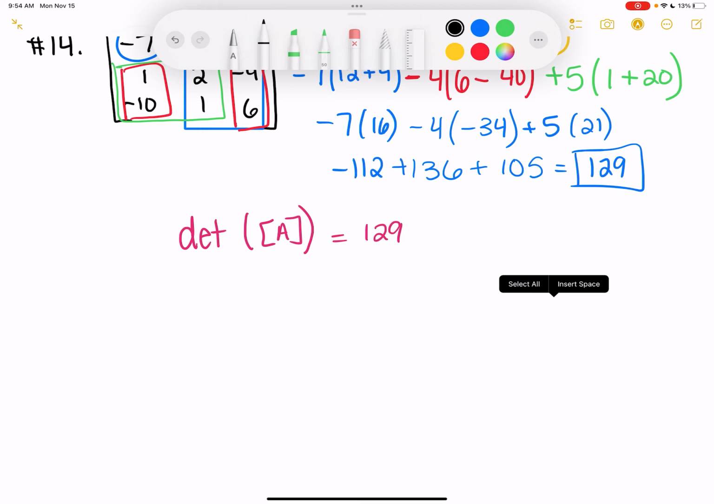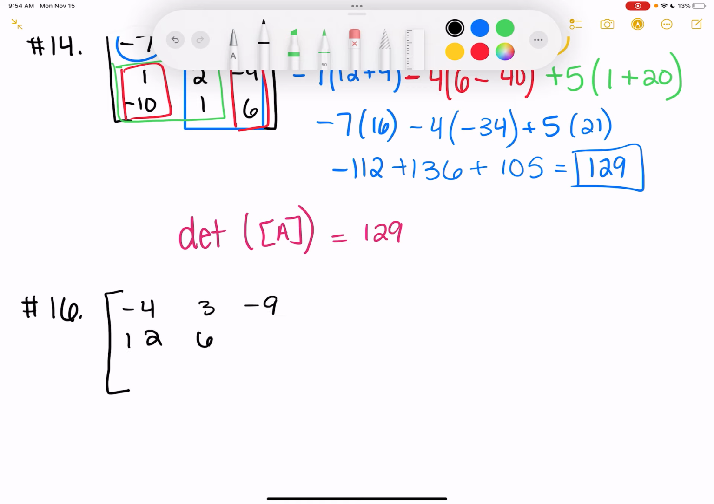All right, I'm going to have y'all try on your own. Number 16: -4, 3, -9, 12, 6, 0, 8, -12, 0. If you ever see zeros in a matrix, they are your best friend. You'll see why as you do this problem. The fact that there are zeros in this problem makes life easier sometimes. When you're having a hard day, zero's always there for you.